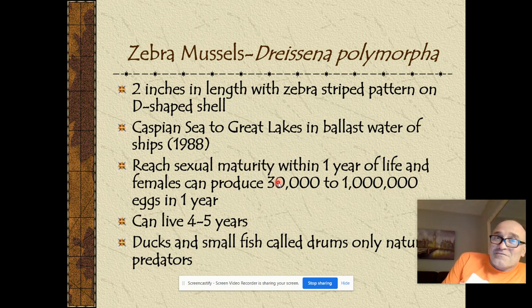So again, they got here from ballast water. It was released from the Caspian Sea in 1988, the year that I graduated high school. Check this out, though. A single female can produce massive amounts of eggs, 30,000 to 1 million eggs in a year. They really don't have many predators here in Lake Erie or other places in the United States where they're at now.